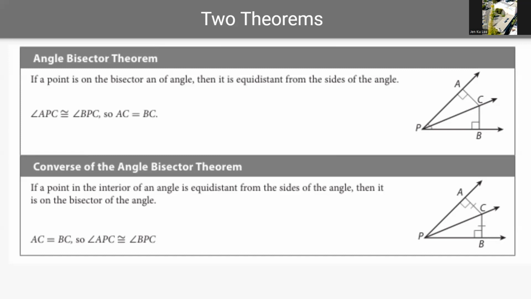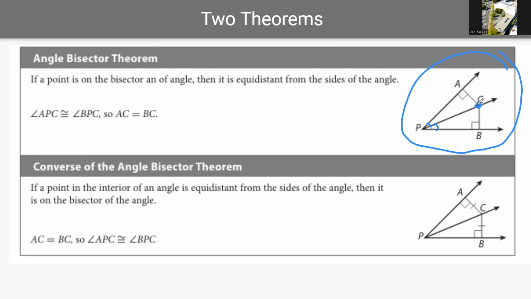If a point is on the bisector of an angle, so they're talking about, if you guys see this picture here. If point C is on the angle bisector, you guys see these little tick marks here and here? Yeah, that means that they're equal. These angles are equal, and point C is on the bisector of the angle. Then it is equidistant from the sides of the angle.